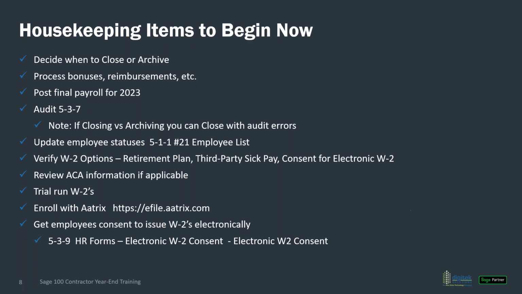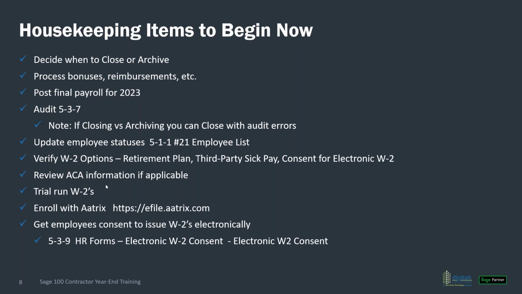The other thing you're going to want to do is update your employee statuses in your 511 employee list. Our employee statuses are quit, laid off, terminated, current, etc. If we have a list of employees that we haven't been keeping up on, we want to go through and update that list and change their statuses to their current status. We also want to mark any third-party retirement plan or consent for W-2s on their employee records so that when we print their W-2, those boxes are checked.